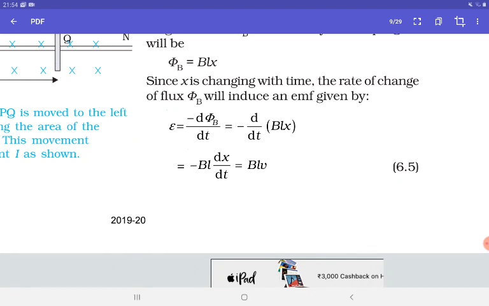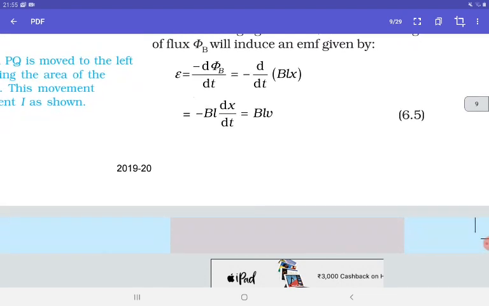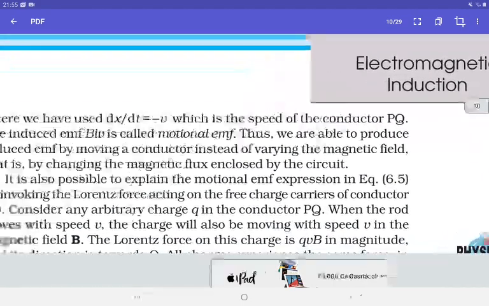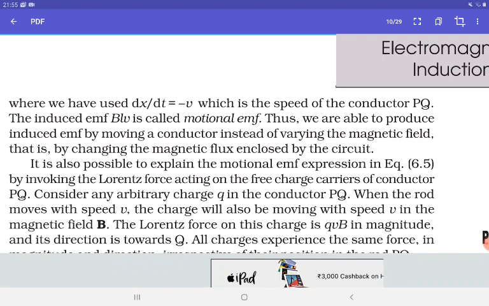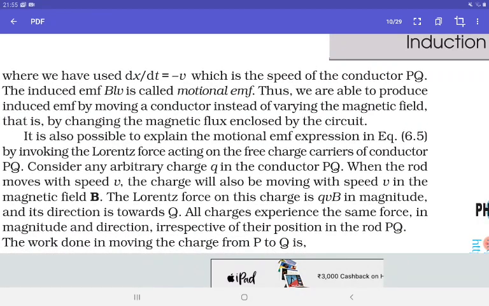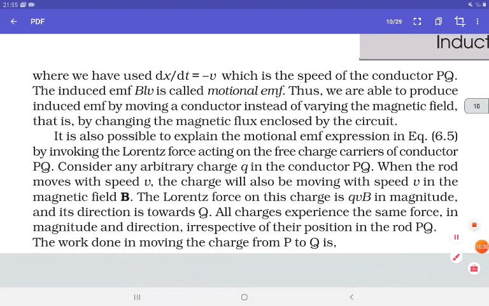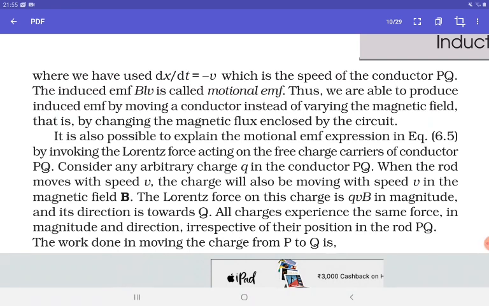So B l is the common constant quantity. So it is minus B l times dx by dt. dx by dt is nothing but the velocity. So the answer is B l v, where we use dx by dt equals minus v, which is the speed of the conductor PQ. The induced EMF B l v is called motional EMF.